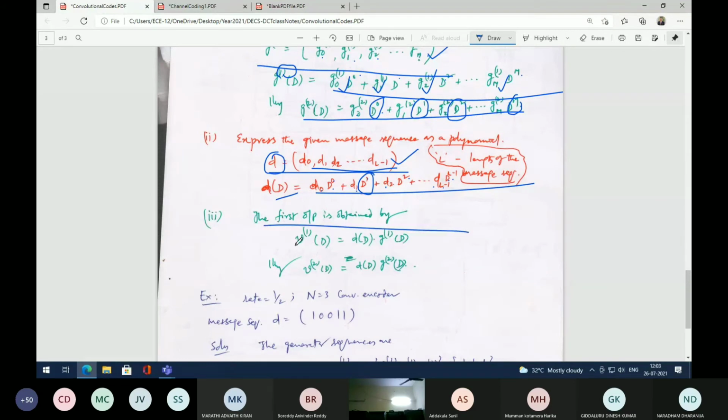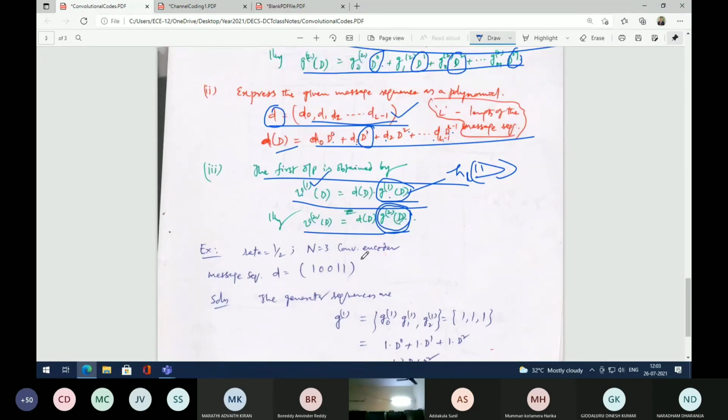The first output is obtained from this V, the first output, V of D. In general, I represent V of D as D of D into G1 of D. It is something like your H1 of D, just as I explained. This is the generator polynomial. We call it the generator polynomial for the first one, and this is the generator polynomial for the second one.